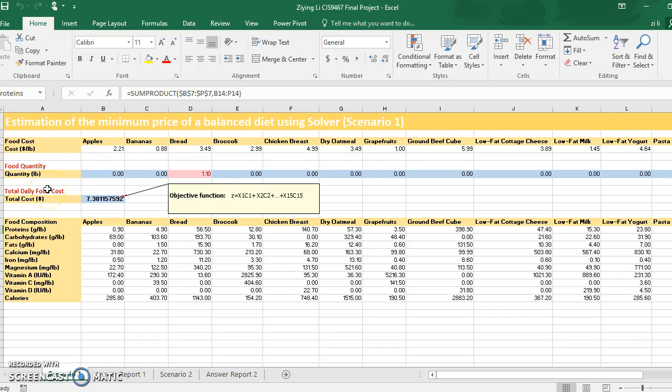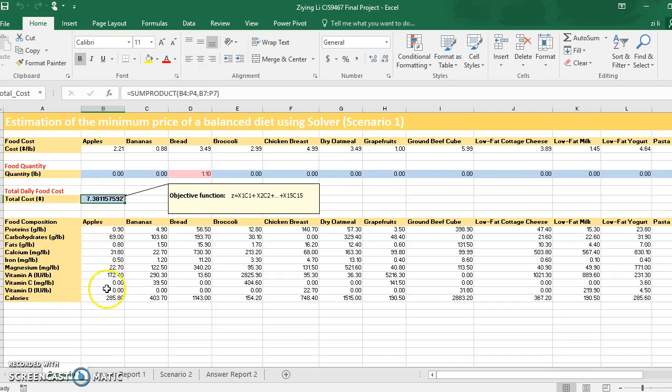And in the table below it is the food quantity associated with each of the food items. These are the variables that we're trying to manipulate to achieve the minimum total daily food cost, which is down here. It is the objective function of this model, and it was set up using the sum product function in Excel. It is the sum of the product between the unit food cost and the quantity associated with each of these food items.